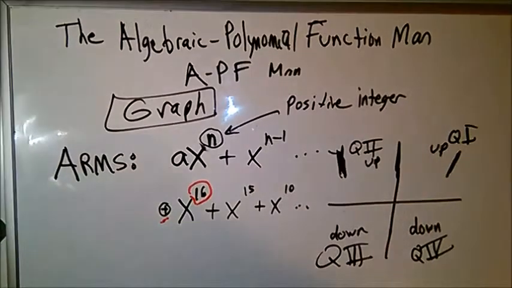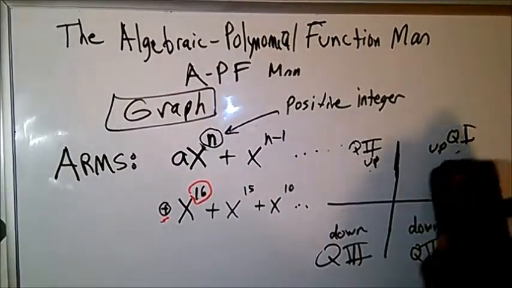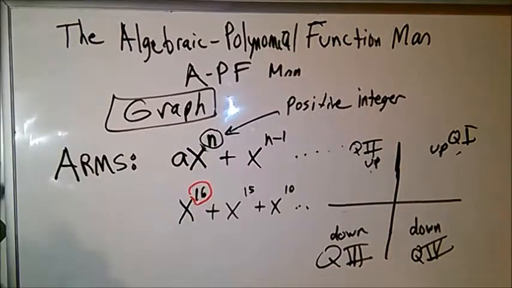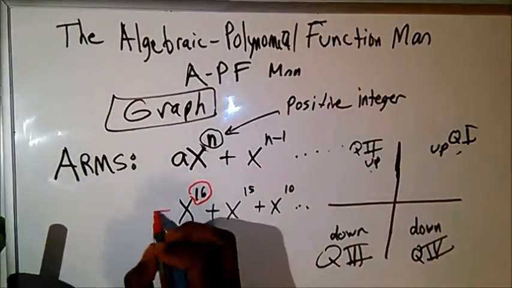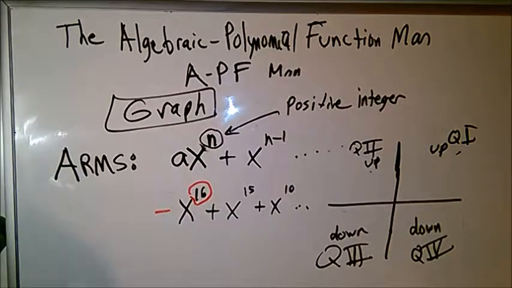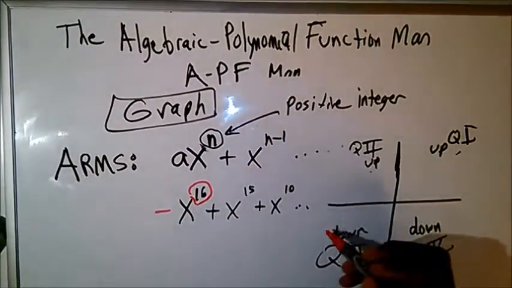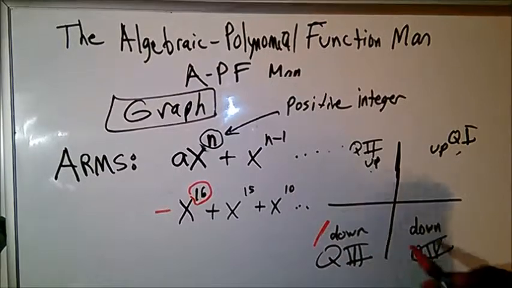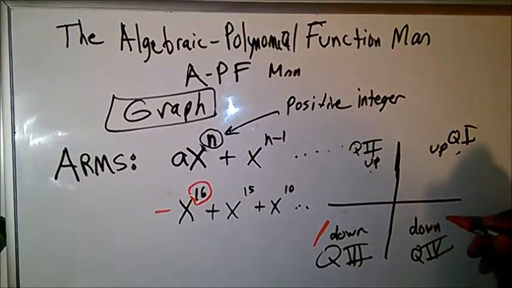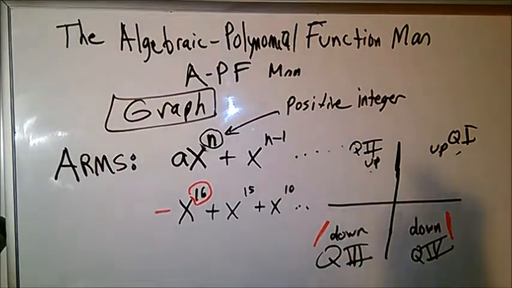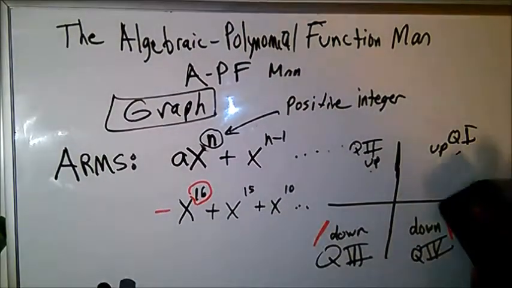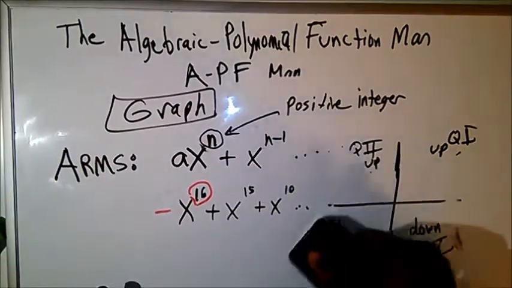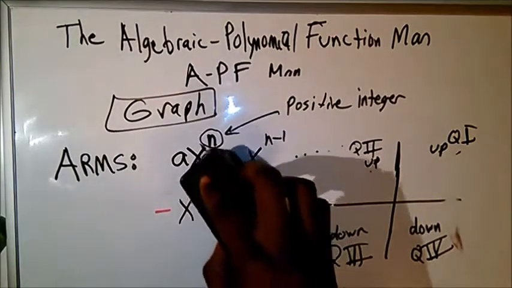Okay. Now, let's move this out of the way. If it is even power and it is negative, then it's going to start down left and it's going to end down right. Okay. Got it? Okay.